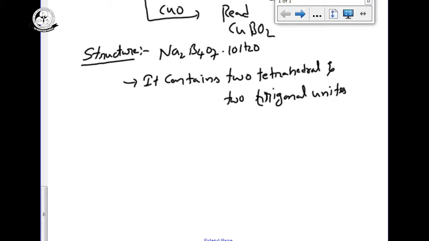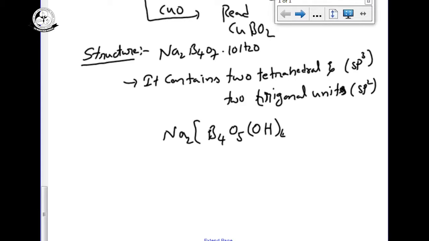So trigonal units means the hybridization is sp2, tetrahedral units means the hybridization of the molecule is sp3. The exact formula we can write in the form of complex of the borax is Na2[B4O5(OH)4]·8H2O. This is the exact formula we have to write for the borax.